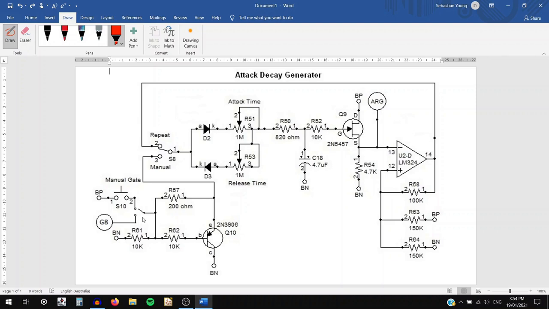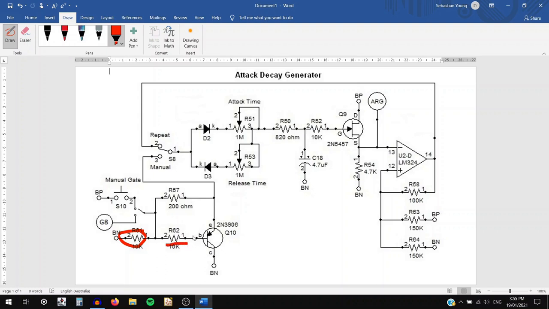We first have a single pole double throw switch to select whether we want to use an external gate signal or the fun button. Both of these modes work in the same way, so let's imagine that we're pressing the fun button for this part of the circuit. When the button is pressed, it drops 12 volts across this resistor down here, connected to 0 volts, which causes a current to flow to the base of the PNP transistor via this current limiting resistor just here.